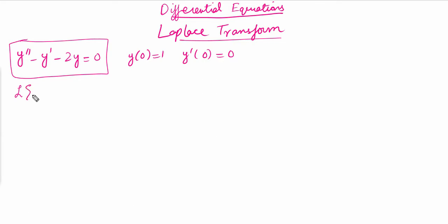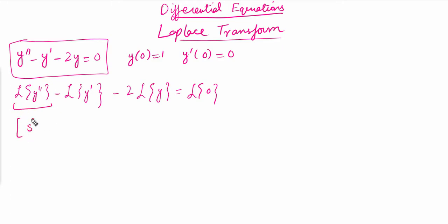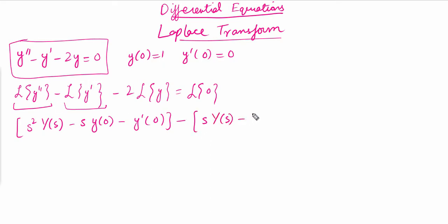It'll be like this: Laplace of y double prime minus Laplace of y prime minus 2, I'll take this 2 outside, Laplace of y equals Laplace of 0. The Laplace of y double prime is equal to s squared capital Y of s minus s y of 0 minus y prime of 0, minus, now let's solve this one. Its Laplace will be equal to s Y of s minus y of 0, minus 2 times the Laplace of y, which is Y of s, equals the Laplace of 0, which is 0.